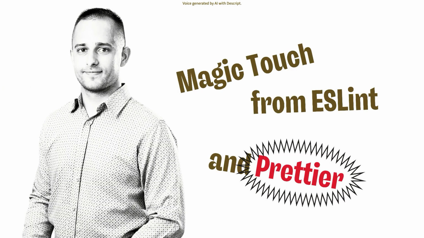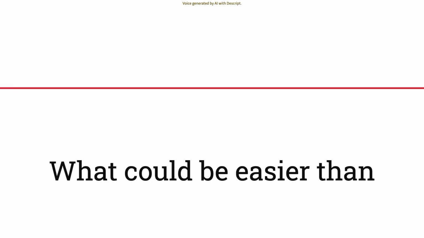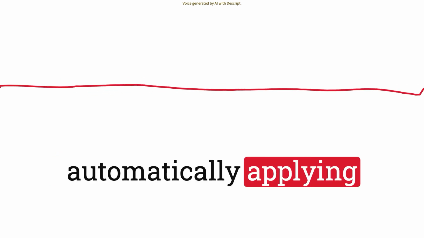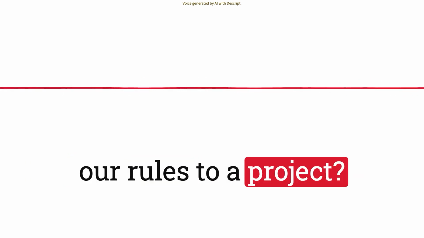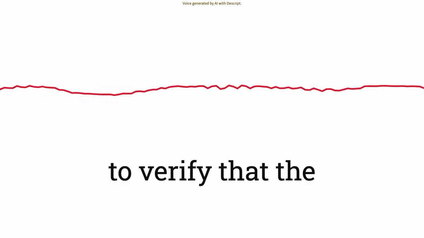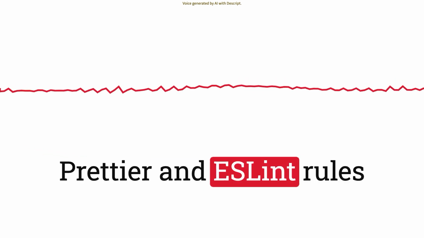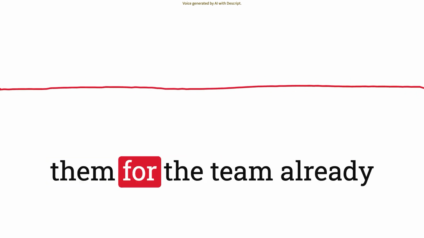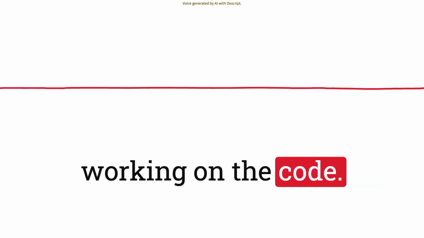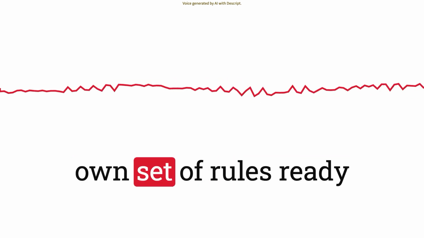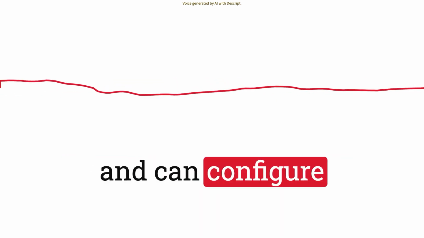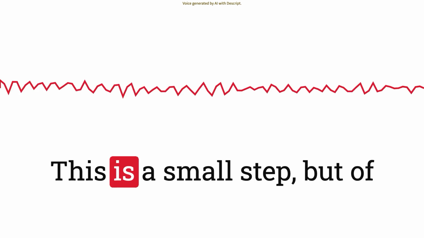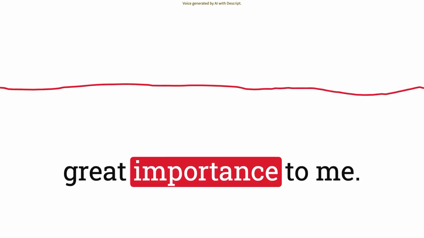Magic touch from ESLint and Prettier. What could be easier than automatically applying our rules to a project? My first step is always to verify that the Prettier and ESLint rules have been configured. If so, I try to customize them for the team already working on the code. If not, then I have my own set of rules ready and can configure it in a few minutes. This is a small step, but of great importance to me.